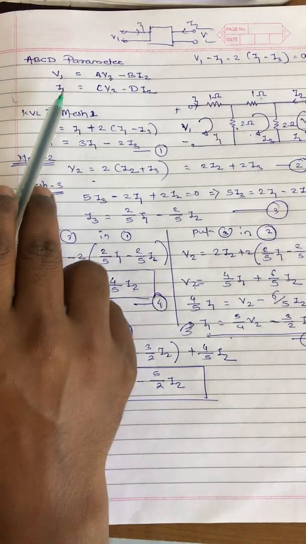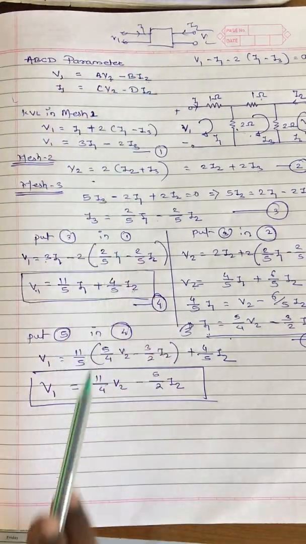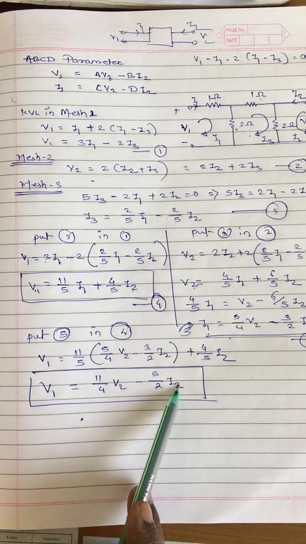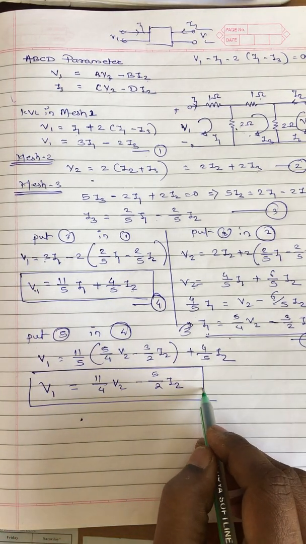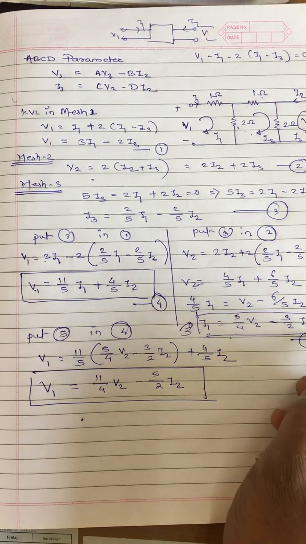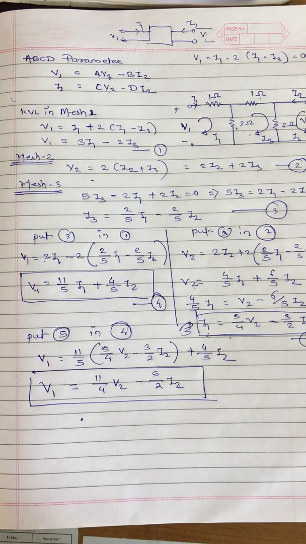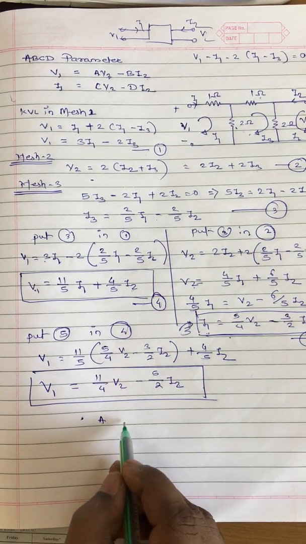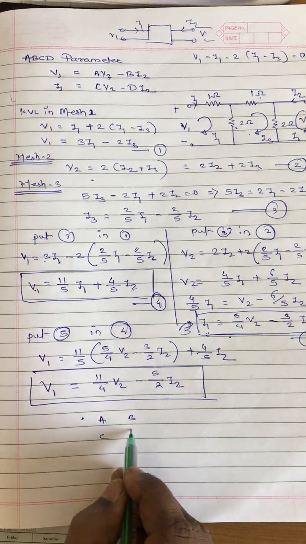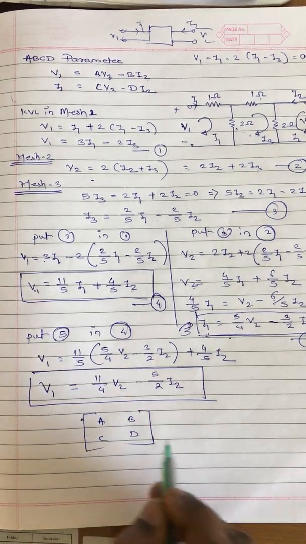Now compare this equation with this equation. V1 in terms of V2 I2. So this is the equation of our interest and this is the equation. Now I will write it in a matrix form. A, B, C, D.